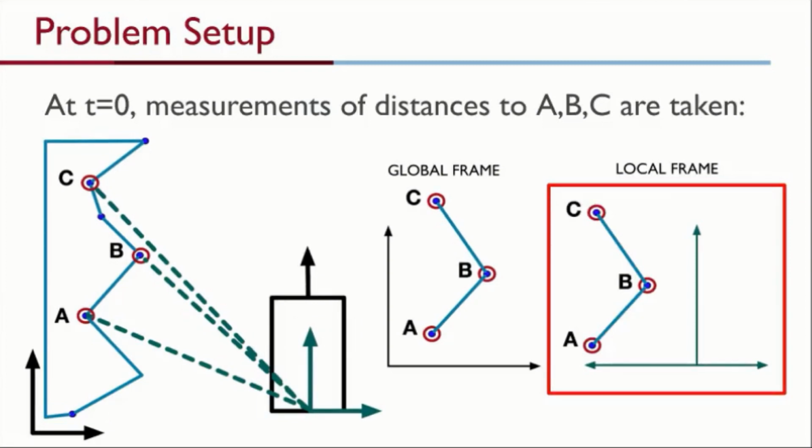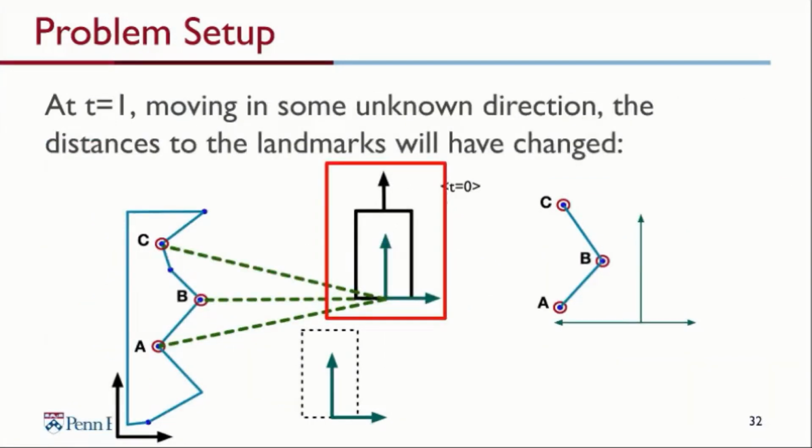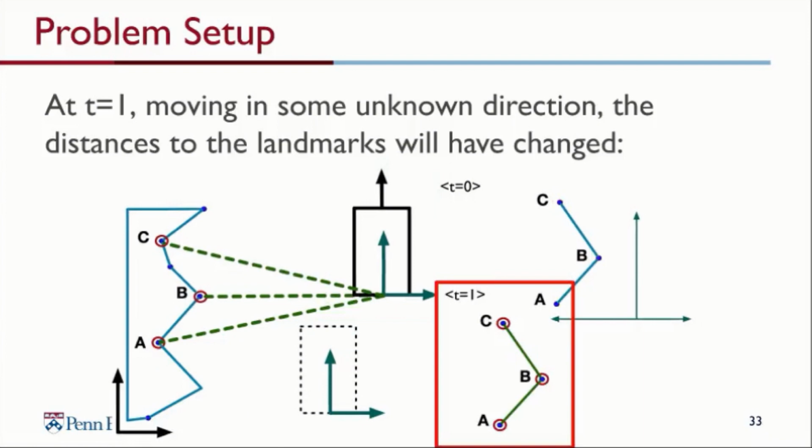At time t equals 0, the measurements to the different landmarks can be shown within the local frame of the robot. At time t equal to 1, we assume that the robot has been moving in some unknown direction for some time. And so because of this, the distances to the landmarks will have changed. And so if we take the measurements to the landmarks A, B, and C once again, we'll find that they have changed in position as shown here.